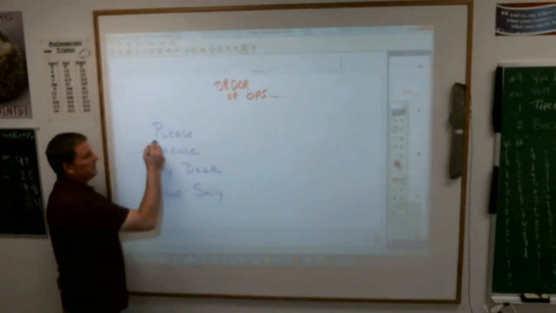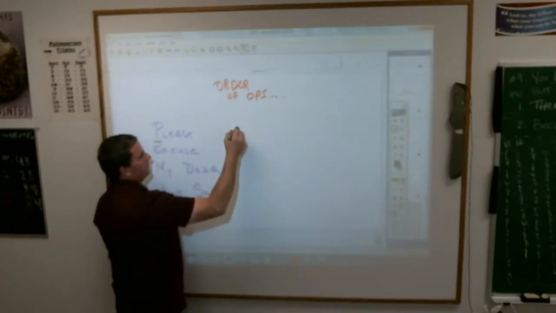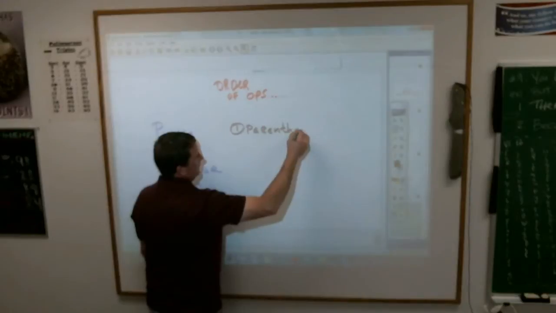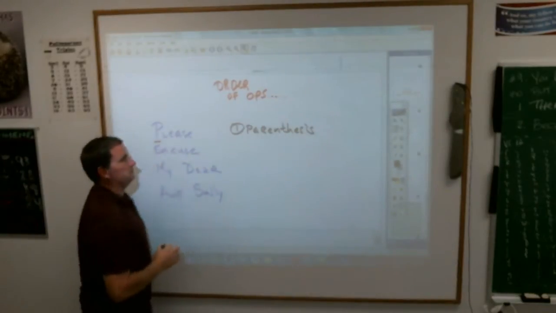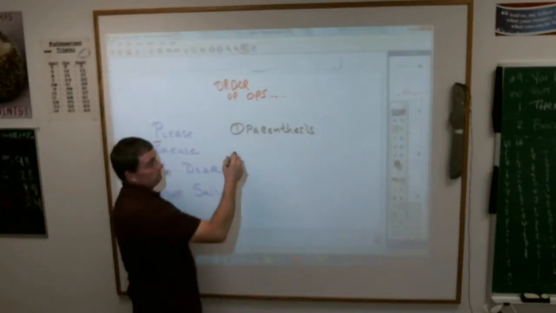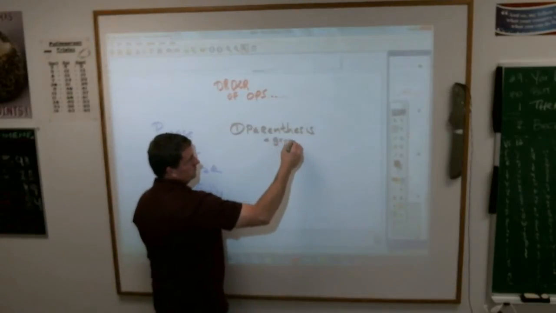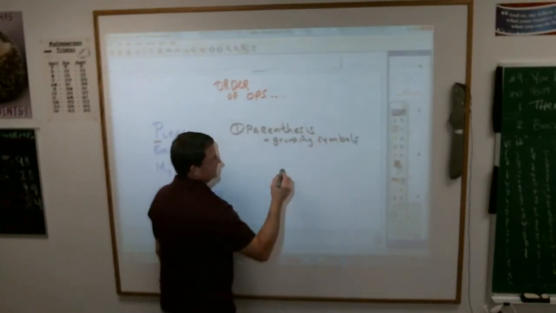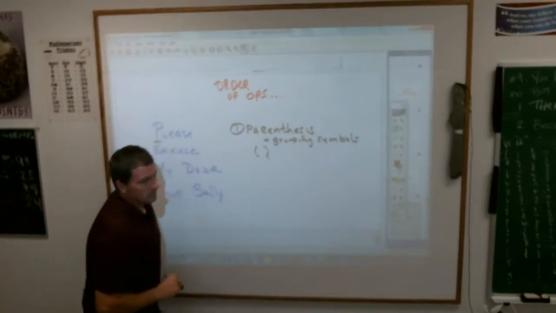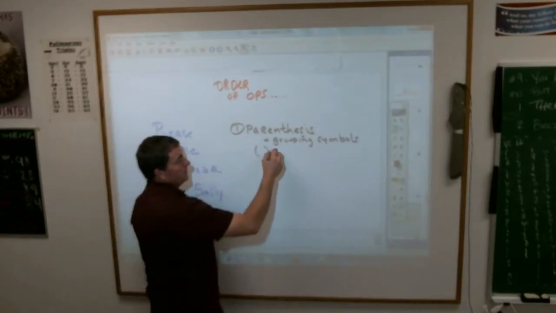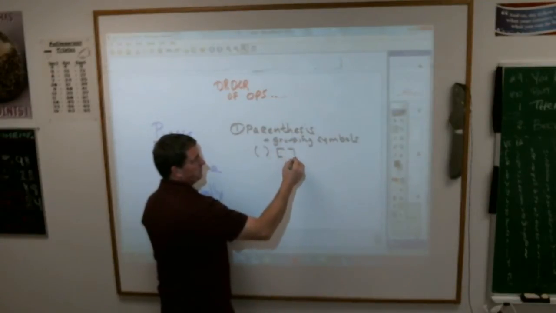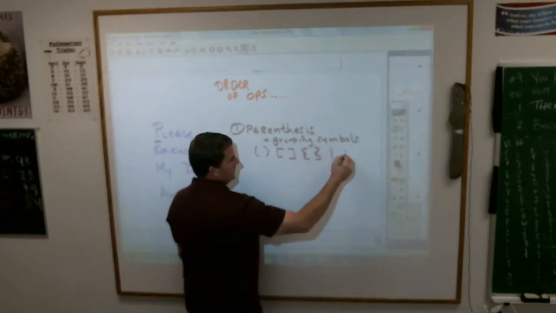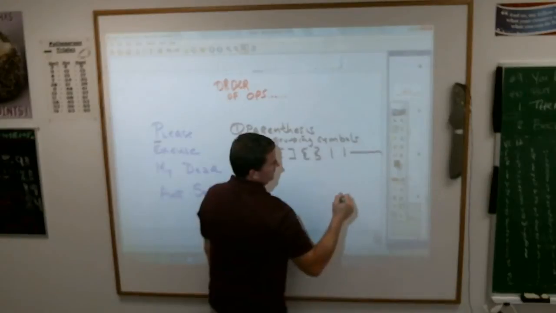of doing it. The letter P stands for you always do parentheses first. Parentheses are another word for grouping symbols. And we have a bunch of different grouping symbols. Besides parentheses, another form of grouping symbols would be brackets, would be braces, would be absolute value signs, would be fraction bars.